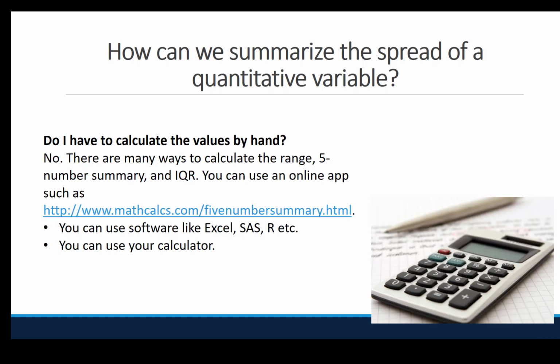Do I have to calculate the values by hand? No. There are many ways to calculate the range, 5-number summary, and IQR. You can use an online app such as the one given in the script, or you could use software like Excel, SAS, or R, or many calculators will also calculate this for you.